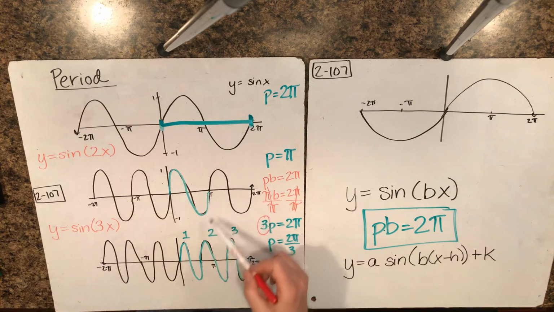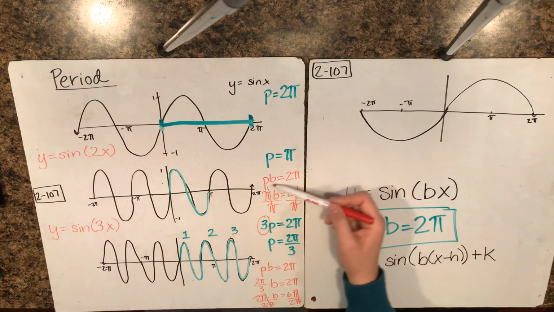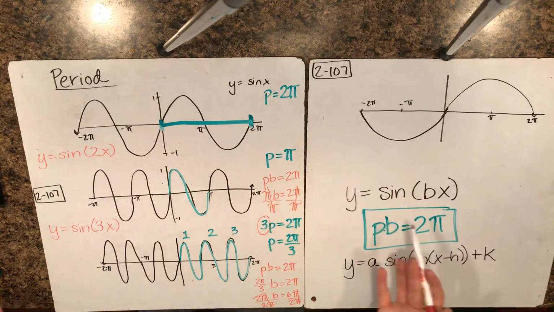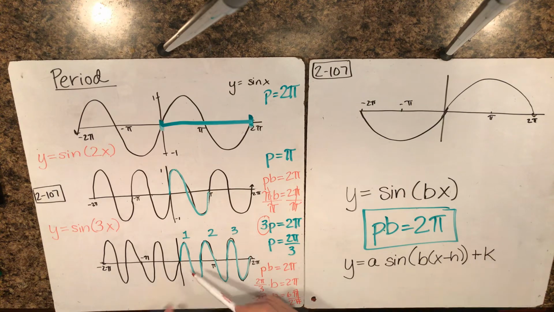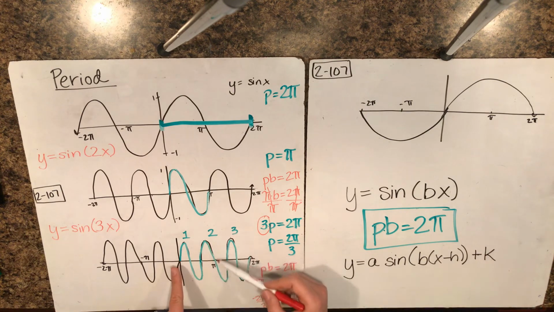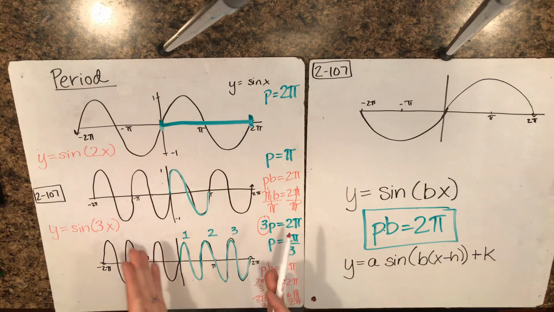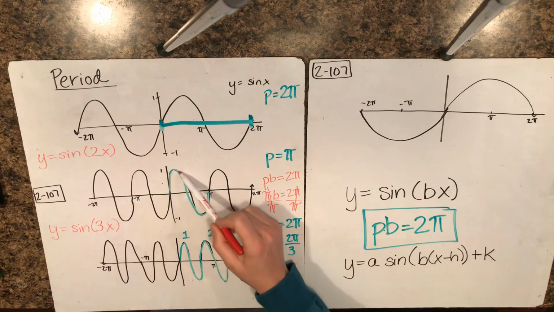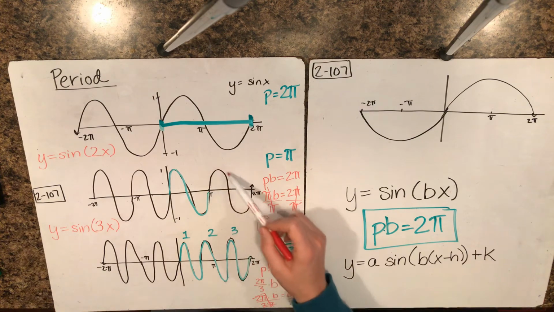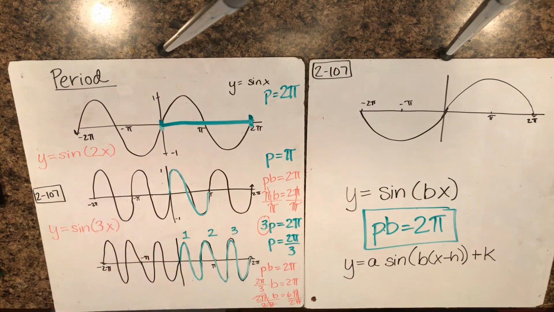One is if you can easily tell what the period is, using period times B equals 2 pi is a good way to solve. Or how many times is there a full cycle in 2 pi units? How many times here is there a full cycle? 1, 2. 2 is my b value.